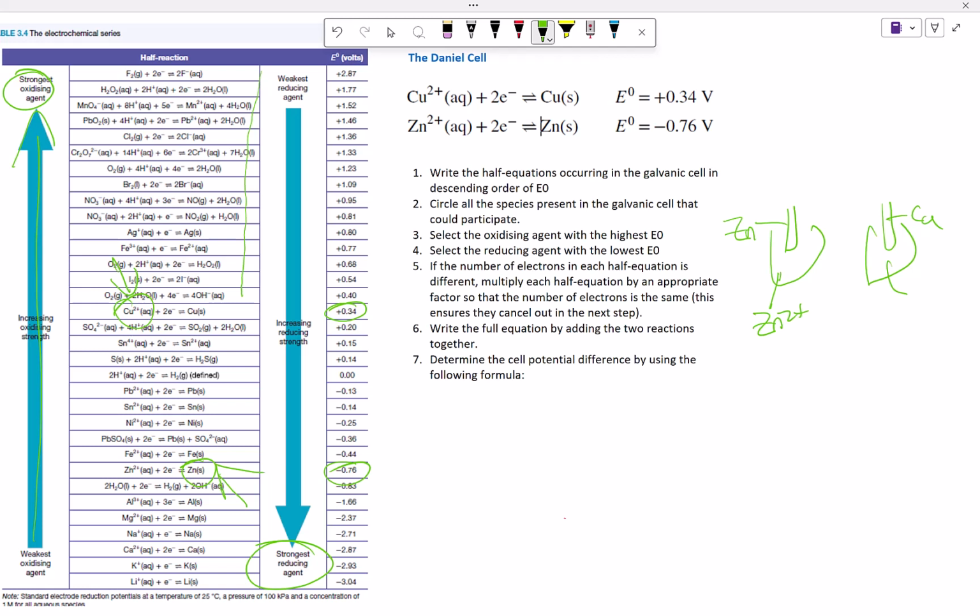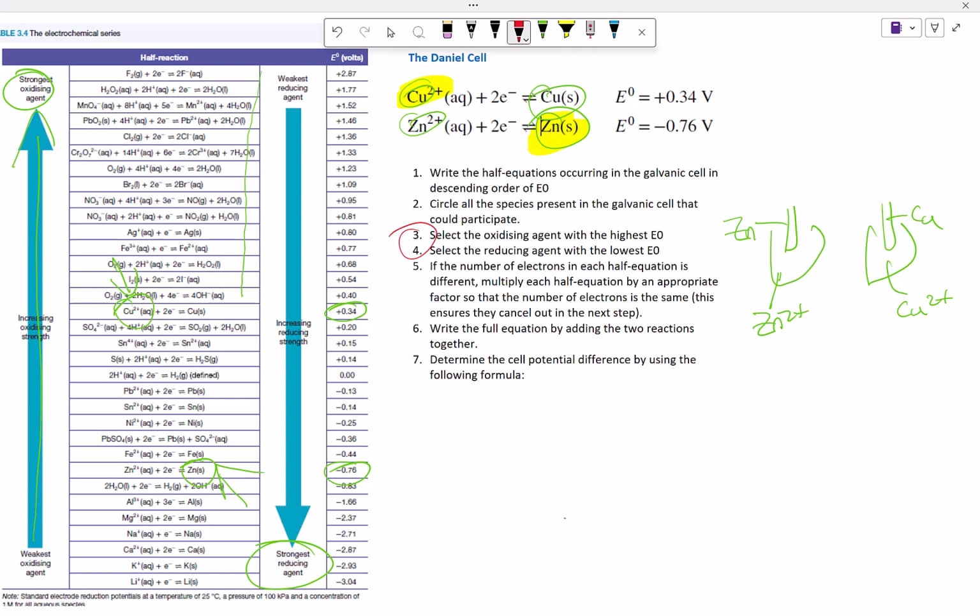Now it's not always going to be this simple, and we can see what we've got. But what you need to look for is the strongest oxidant and strongest reductant, and that's what these two bits here are about. So 3 and 4: select the oxidizing agent with the highest EO. That's what I've just done. That's the Cu2+, and select the reducing agent with the largest EO, which I've done with the zinc. You need to balance out the electrons if required, and for this one we don't have to. And that ensures we can cancel it out.